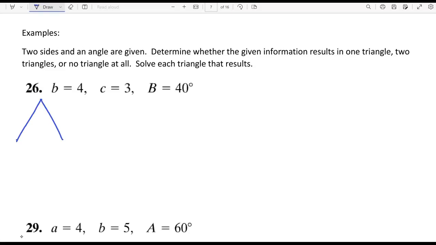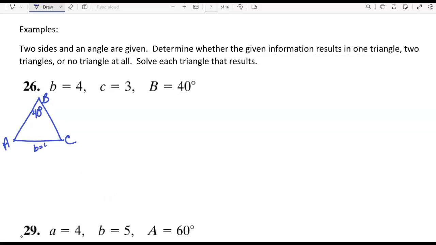So, triangle ABC, we know angle B is 40. Side B is 4. Side C is 3. And we don't know A. So we are looking for side A, we are looking for angle A, and we are looking for angle C. That's what we need to complete this triangle. So I'll keep all that information right here.